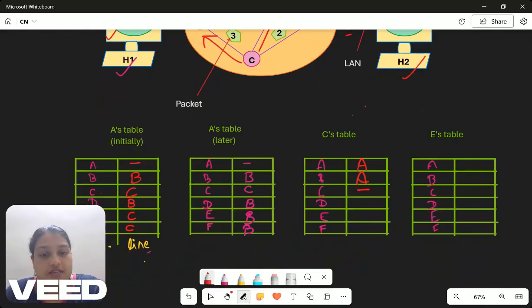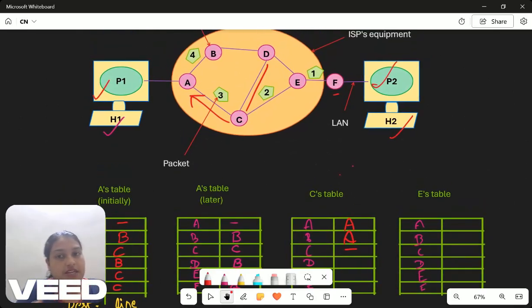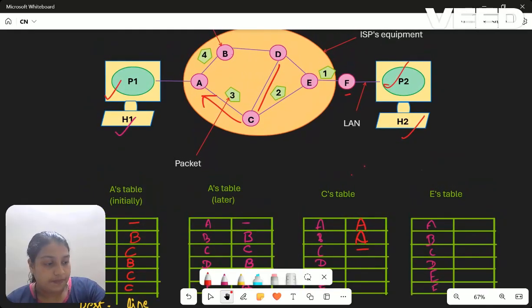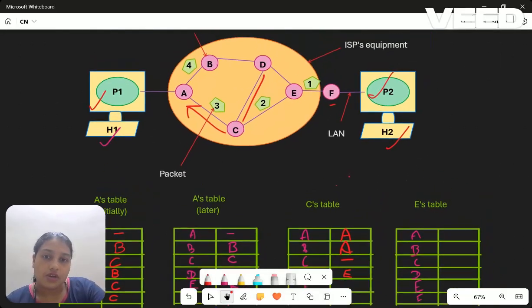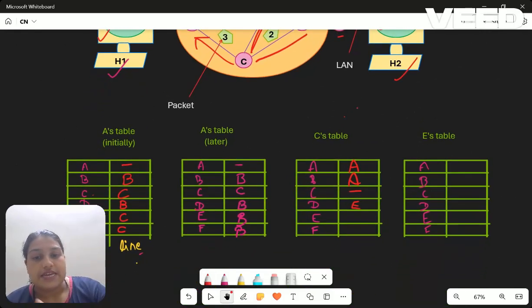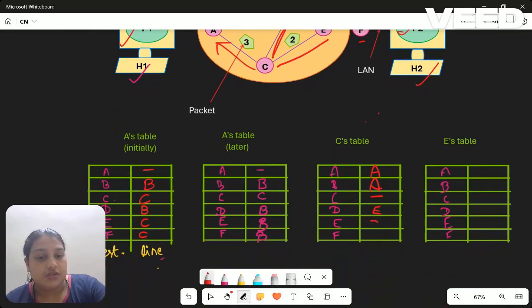Now C, it is nil. Then C wants to reach D. C wants to reach D means it can either go directly to D or through E. In the textbook it is given as E, but we can also write it directly. So you can go directly to D, or if we want, we can go through E also. Then E: C to E directly to E. Then F to E. So that is about C stable.